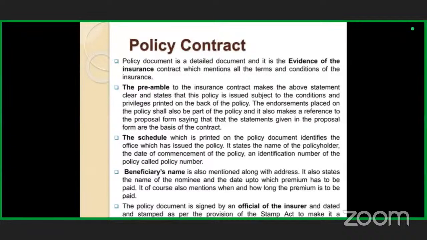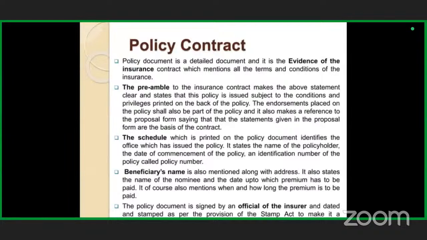So the first one is the preamble. The preamble to the insurance contract makes the above statement clear and states that this policy is issued subject to the conditions and privileges printed on the back of the policy. The endorsements placed on the policy shall also be a part of the policy and it also makes reference to the proposal form, saying that the statements given in the proposal form are the basis of the contract. That is the preamble. Then coming to the schedule.